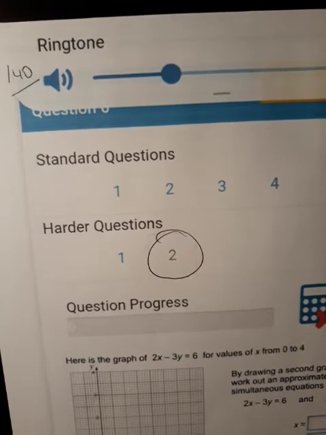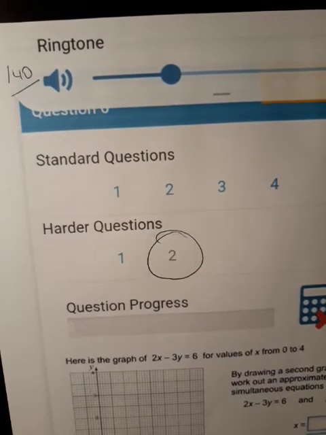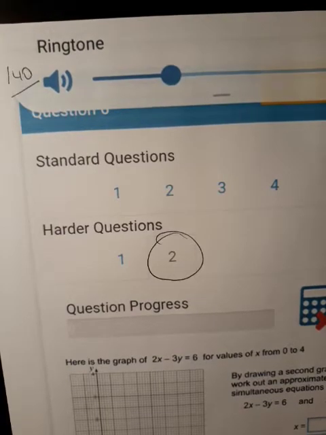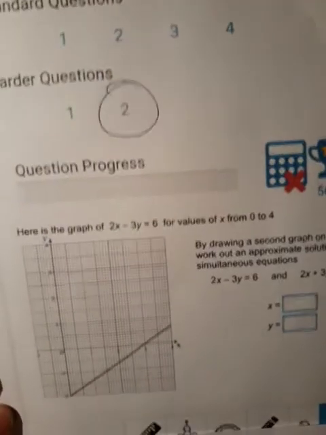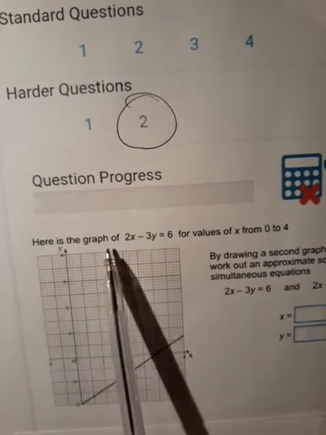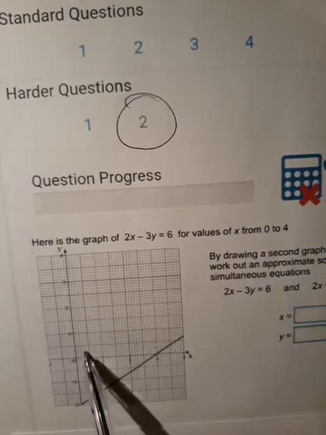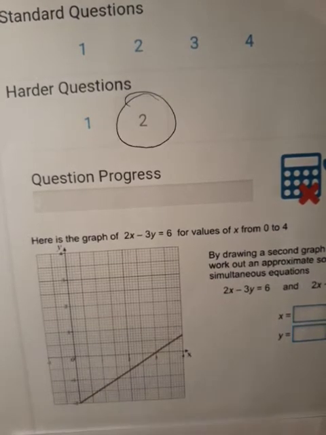This time we're looking at clip 140, which is simultaneous equations solved graphically. We're looking at the harder question, question 2, and some information is already given in this question. So we haven't solved the equations here somehow. Here is the graph of 2x minus 3y equals 6 for x values from 0 to 4. So that's what we've got there, 0 to 4.